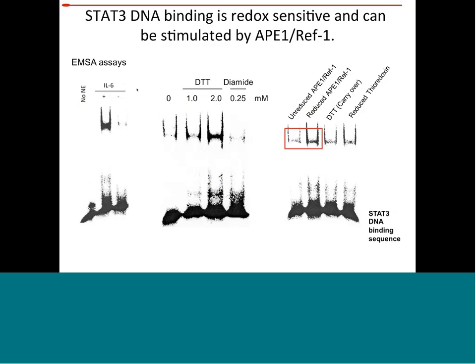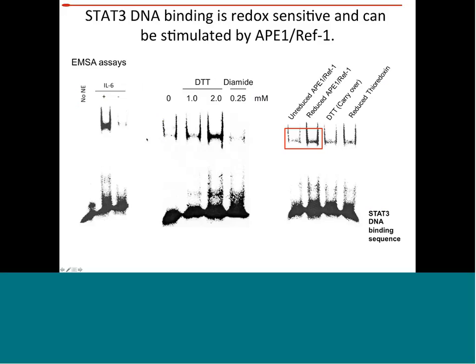This first slide just shows that we were able to reproduce the data from that Cancer Research paper showing that STAT3 DNA binding is redox sensitive, and we used EMSA assays to do that, or electrophoretic mobility shift assays. And you can see here when you stimulate the pancreatic cancer cells with IL-6, you indeed get more STAT3 binding to the DNA.